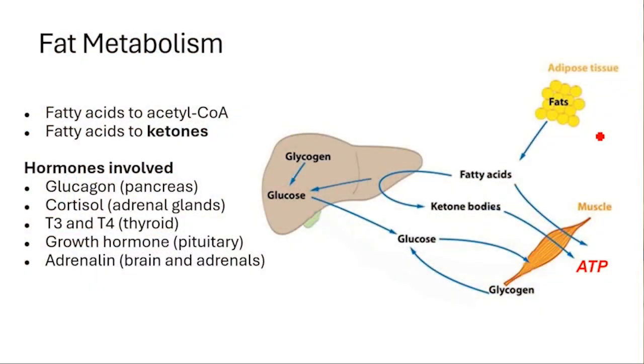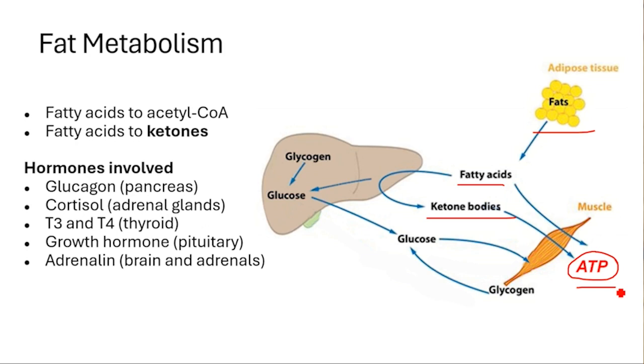When we break down that fat, we will produce fatty acids. And some of those fatty acids will get used to make ATP, and some of those fatty acids will be converted into ketones. And then the ketones can be used to make ATP.